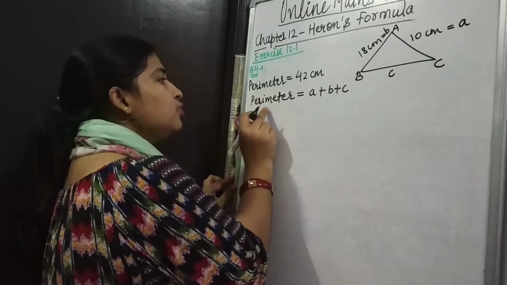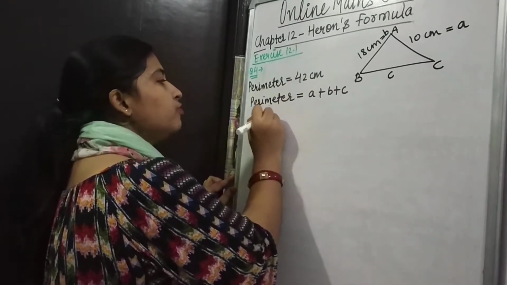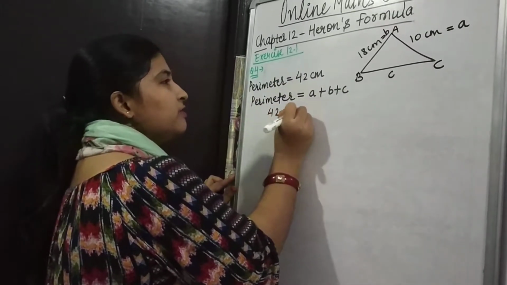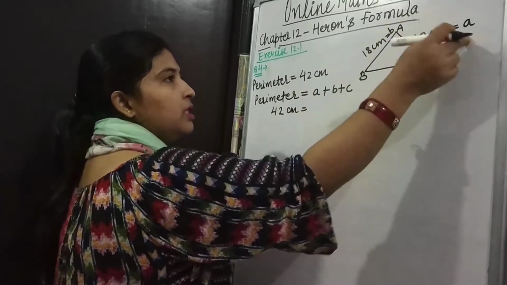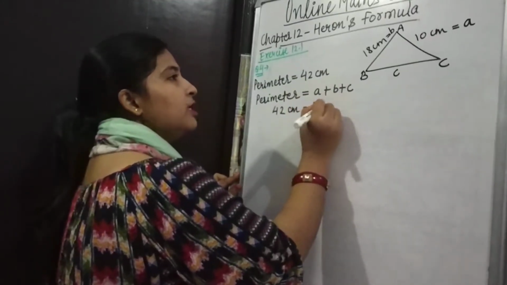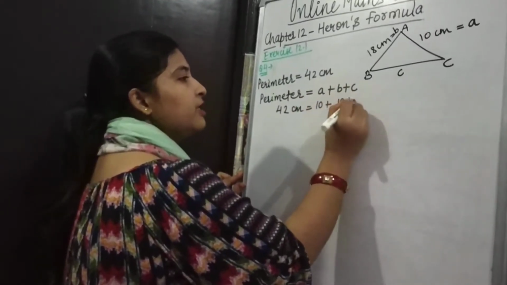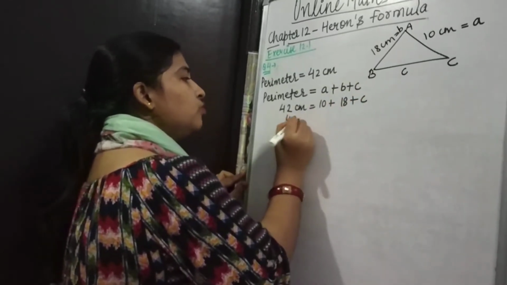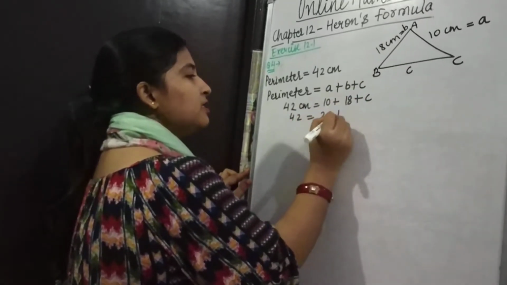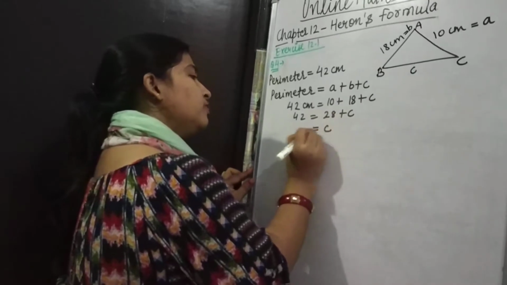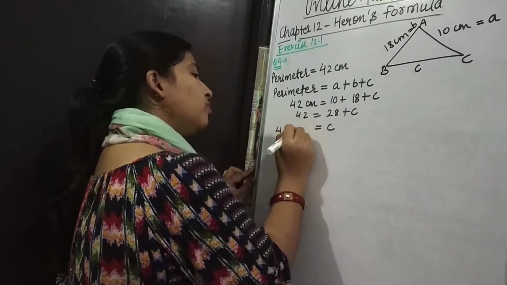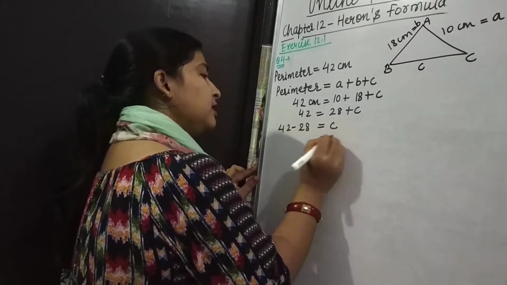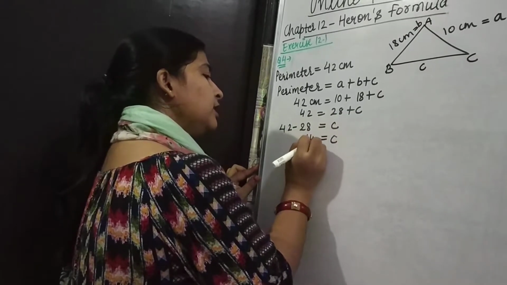But according to the question, what is the perimeter value given to you? 42 centimeter. So what is the value of a from here? In the diagram, it is 10. b is 18, and c we have to find. So 42 equals 28 plus c. So the value of c is 42 minus 28, that is c equals 14 centimeter.